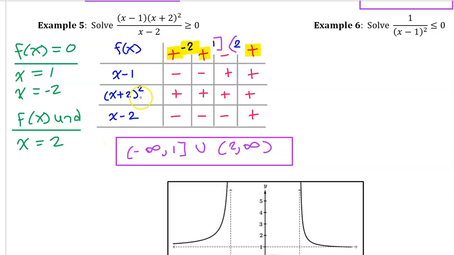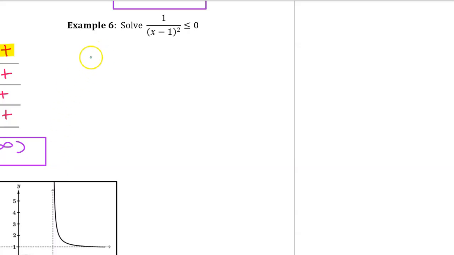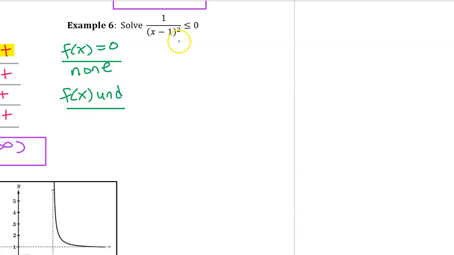So that's it for example 5. Example 6. Where will f of x equal 0? Nowhere. Because a function will equal 0 where the numerator is equal to 0, but this is a constant which can never equal 0. Where is f of x undefined? That's where the denominator is equal to 0. That will occur at x equals 1.